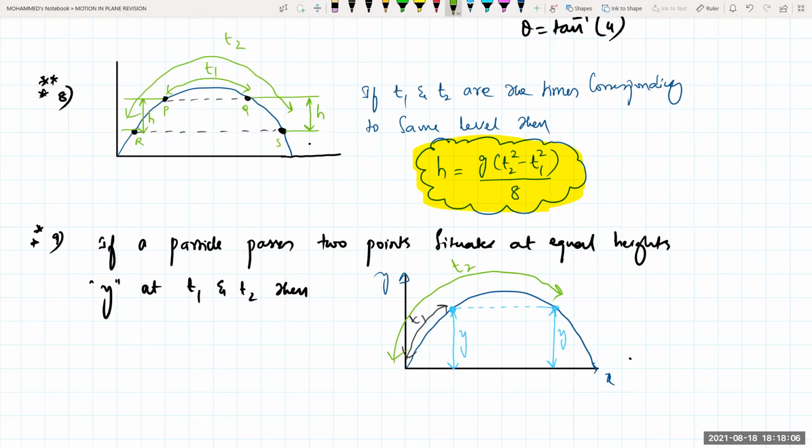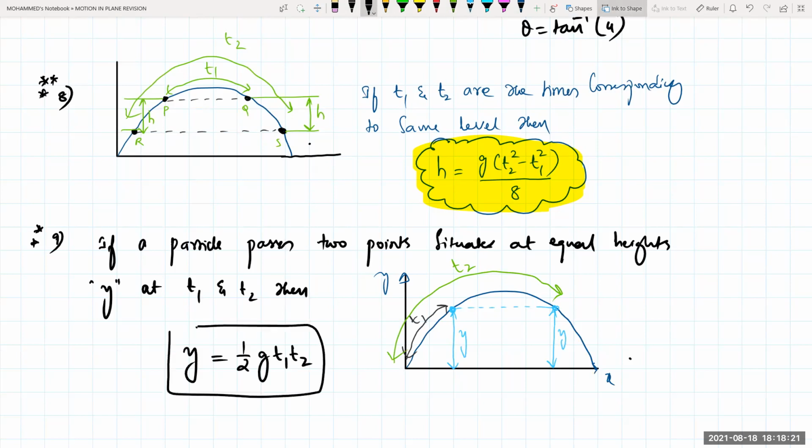If a particle passes 2 points situated at equal height y at times t1 and t2, how do we calculate that y? y is simply equal to half into g into t1 into t2. That's it. Clear? Very important relation. The condition is very important for us. That's the only thing you need to remember in this one. Any doubt? No, sir. Very good.